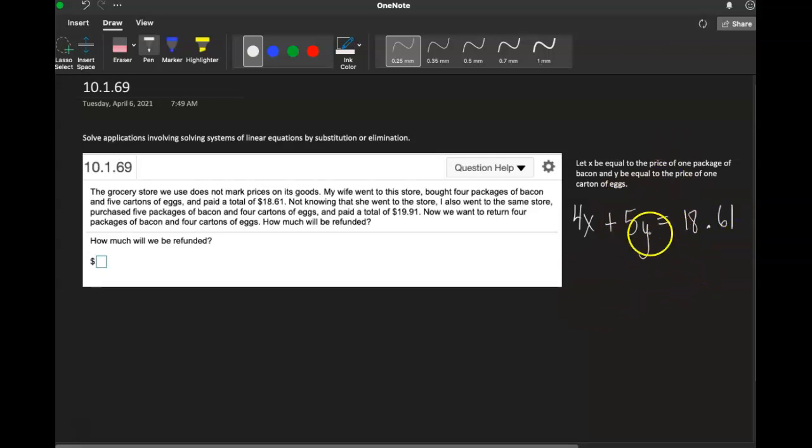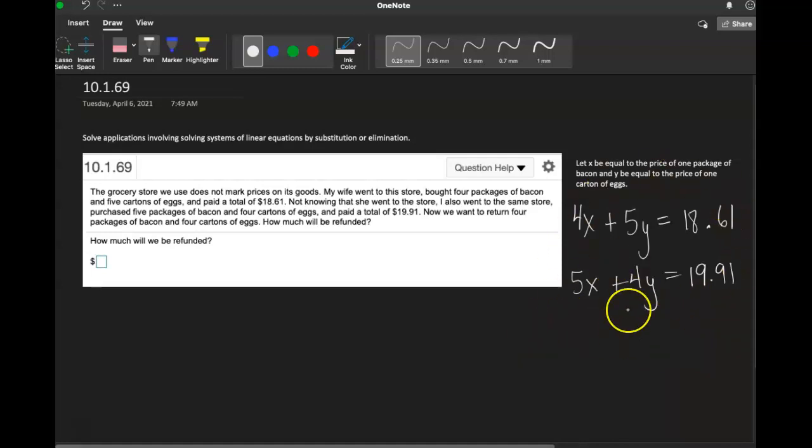So she does that again, but this time purchases 5 packages of bacon and 4 cartons of eggs for a total of $19.91. And now we want to return 4 packages of bacon and 4 cartons of eggs. How much will be refunded? So in other words, we want to know the price of 4x plus 4y eventually. But first we must solve for x and y.